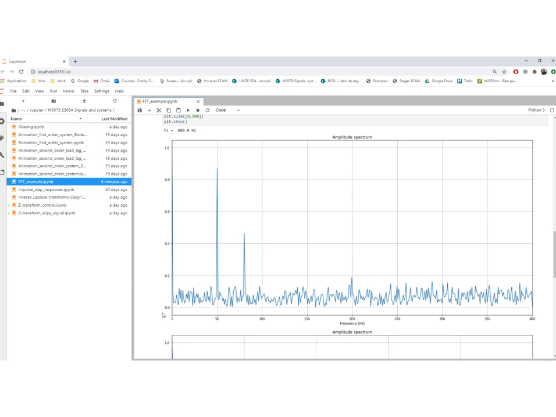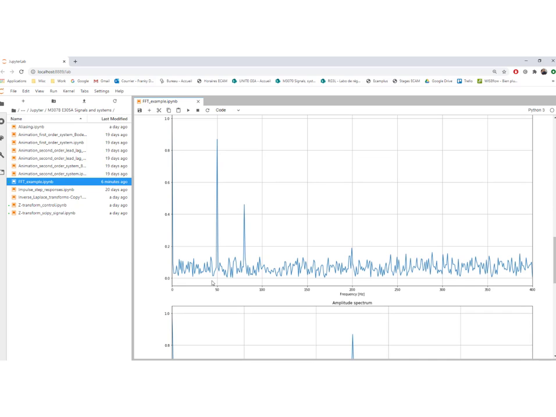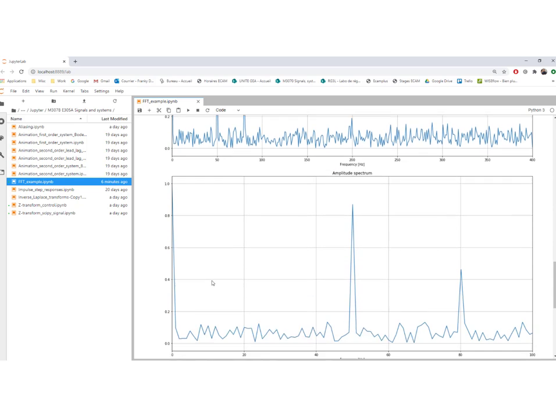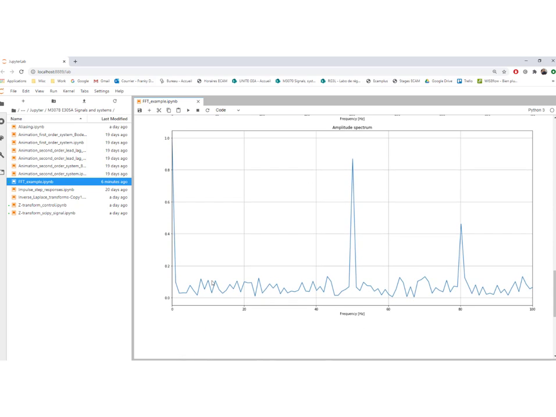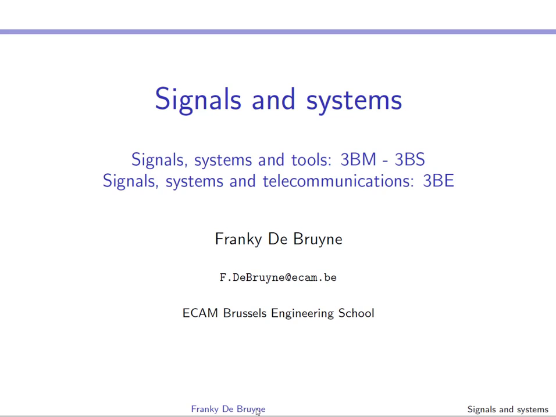Here it's an amplitude spectrum that goes up to the Nyquist frequency. The sampling frequency was 800, so half of that is 400, and we can clearly see the spikes. Here it's a zoom with a frequency that goes up to 100 Hertz, and we can see the component at DC, at the zero frequency, and we can see clearly the spikes at the frequencies of 50 Hertz and 80 Hertz. Well, this concludes this course on signals and systems.